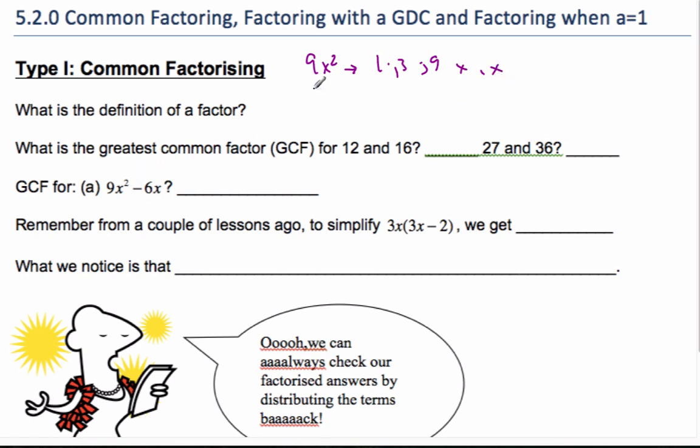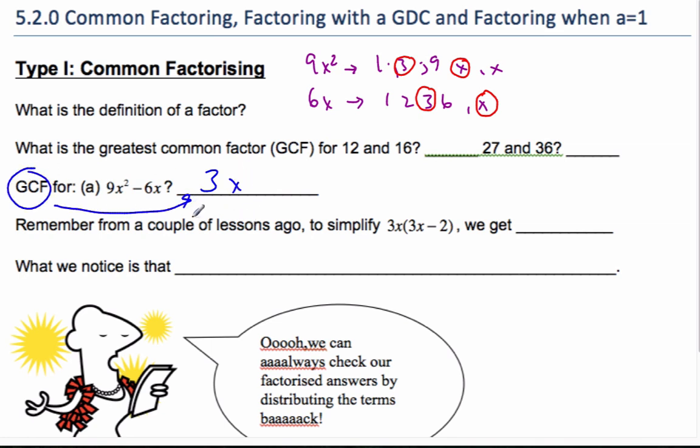If I look at the 6x, well, I could get a 1, a 2, a 3, and a 6, and an x. And so if I look at what's common, I have a 3 that's common. That's the greatest number. And I have an x that is common. And so the greatest common factor is 3x, the number and the x's that they share. That's the greatest common factor for those two.